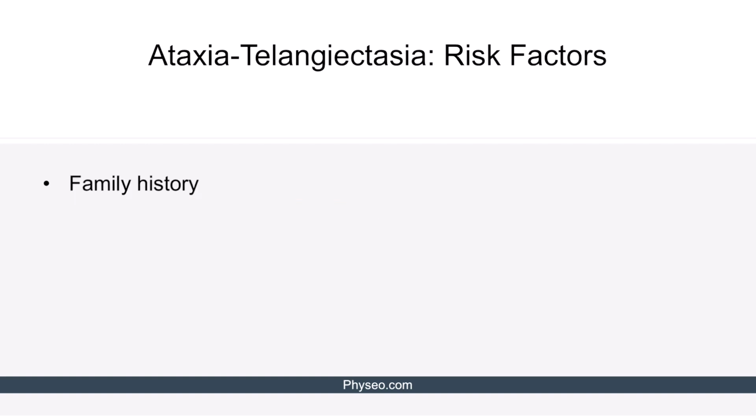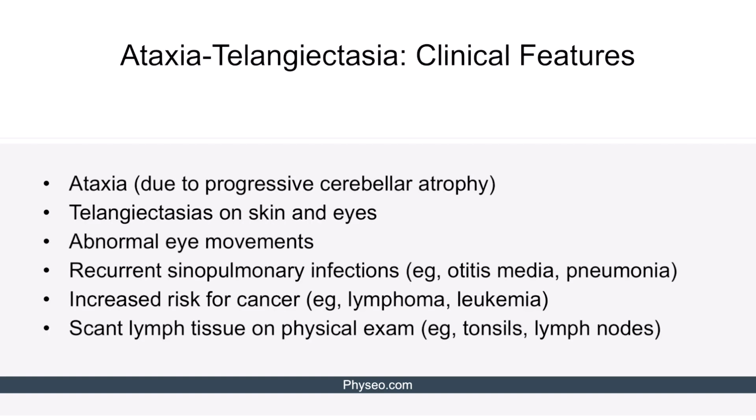The primary risk factor for this condition is a positive family history due to its autosomal recessive inheritance pattern. As the name of the disorder suggests, the two primary clinical features of Ataxia-Telangiectasia are ataxia and telangiectasia. Notably, ataxia occurs due to progressive cerebellar atrophy seen in this disorder, and telangiectasias can manifest not just on skin, but also on the eyes.